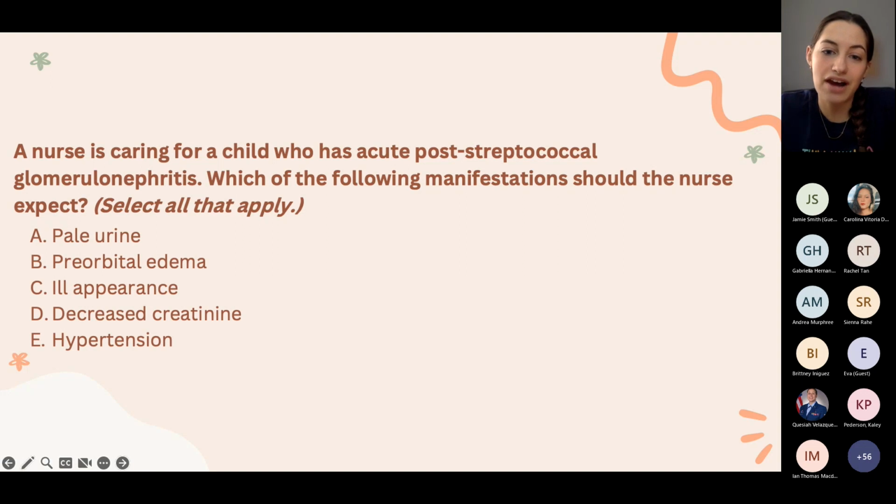A nurse is caring for a child who has acute post-streptococcal glomerulonephritis. Which of the following manifestations should the nurse expect? Select all that apply. Pale urine, periorbital edema, ill appearance, decreased creatinine, and hypertension.